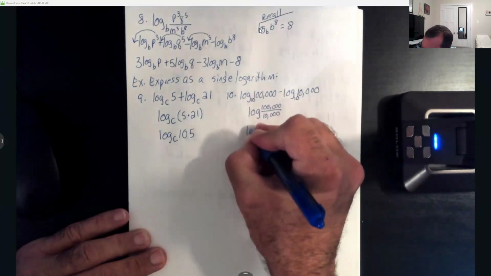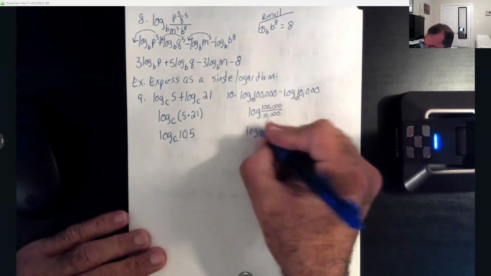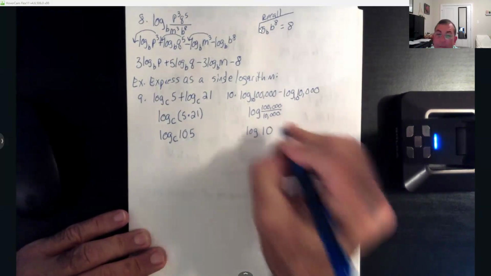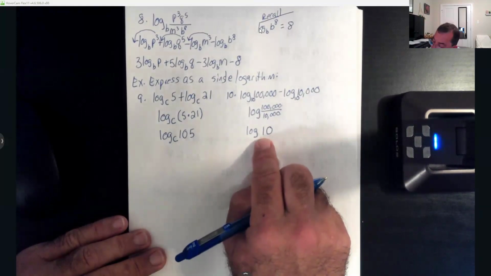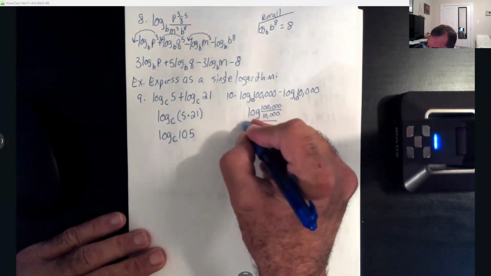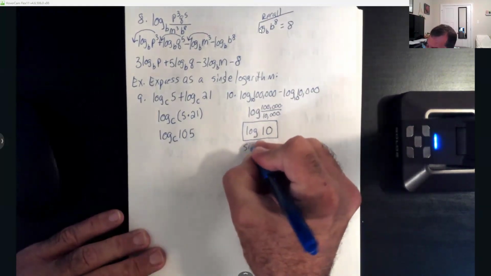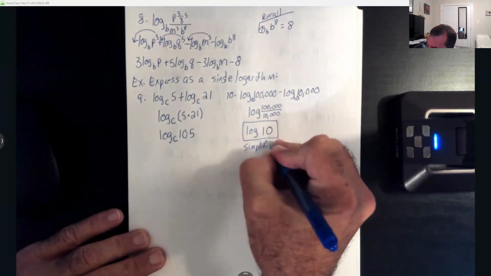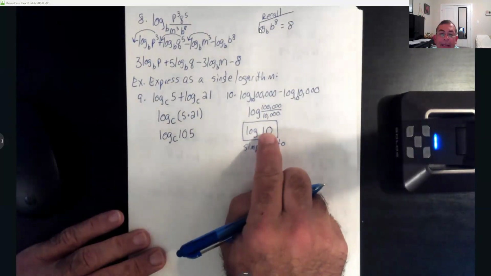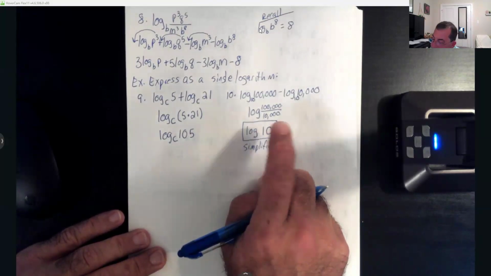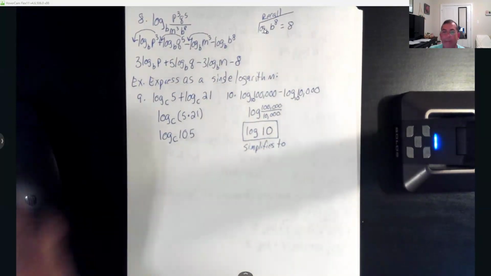Well, y'all, we can go further than that. 100,000 divided by 10,000 gives me a log of 10. All right, so technically they give you this answer, but then it says this simplifies to what? So a log base 10 of 10. And y'all push that on the front of your calculator. See what does a log of 10 equal?